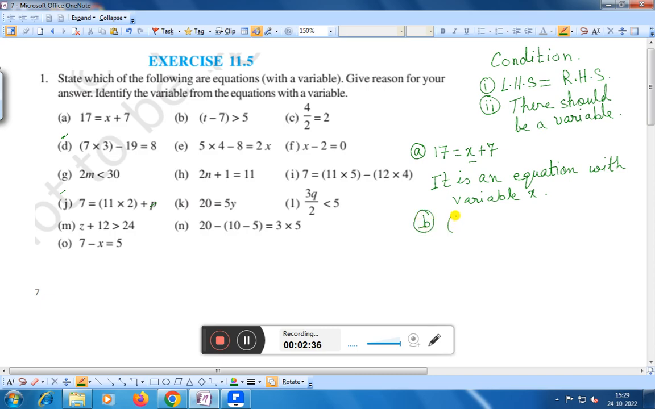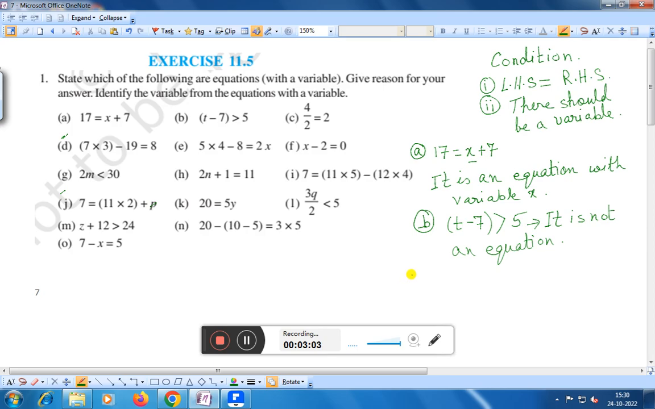Now B part is t minus 7 is greater than 5. Since the first condition is not satisfied, the left hand side is not equal to the right hand side, therefore it is not an equation.